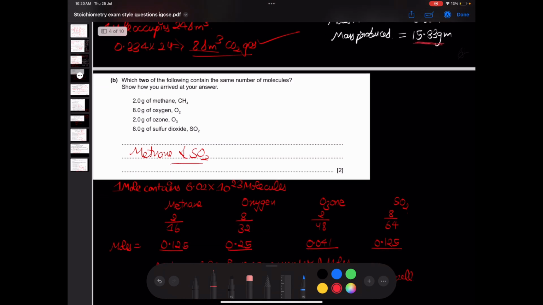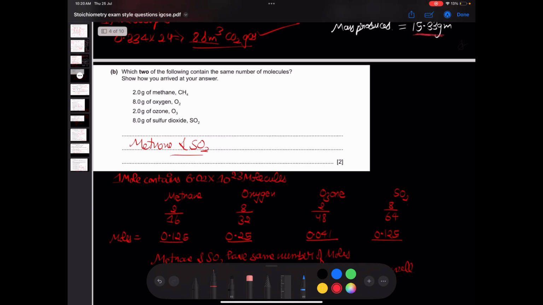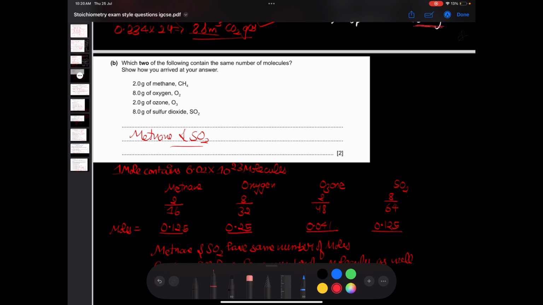Now, moving on to the next question. Next question, they have given you some data and they're asking you which contains the same number of molecules. Out of these 4 examples, there are 2 which have the same number of molecules. Even though the values are different, compounds are different, there are 2 out of these 4 which have the same number of molecules. Now, how do we do these kind of questions? It's very simple. First of all, figure out the moles. Okay? Because we know that 1 mole contains how many molecules? 1 mole contains 6.02 into 10 to the power 23 molecules, right?